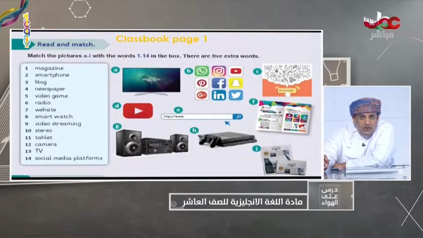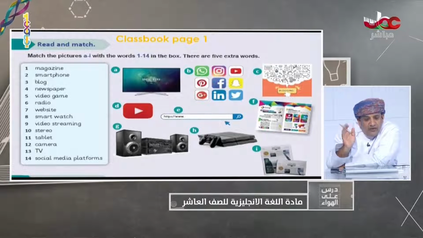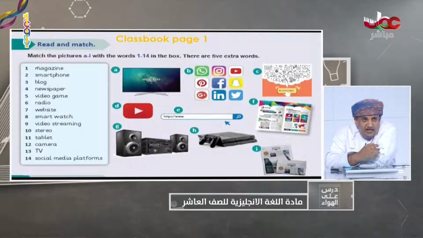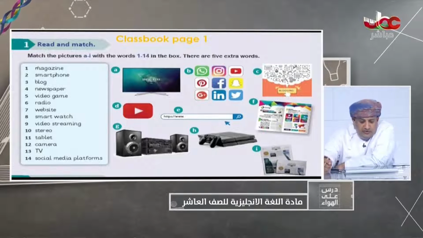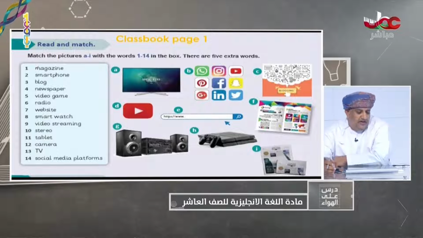As you know, we should read the question before we start answering the question. So as you can see here, the question said read and match. So we are going to read the words here on the right side, and we are going to match them to the pictures on the left side. Okay, so first let's read the words on the right side.